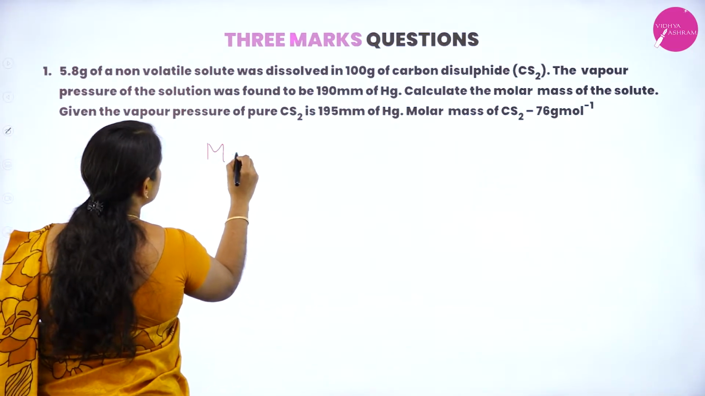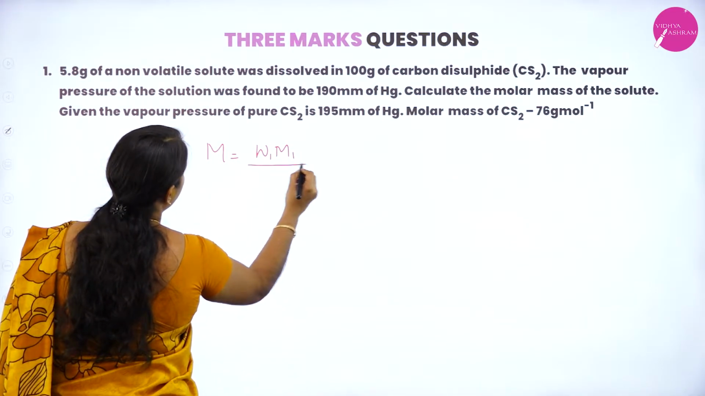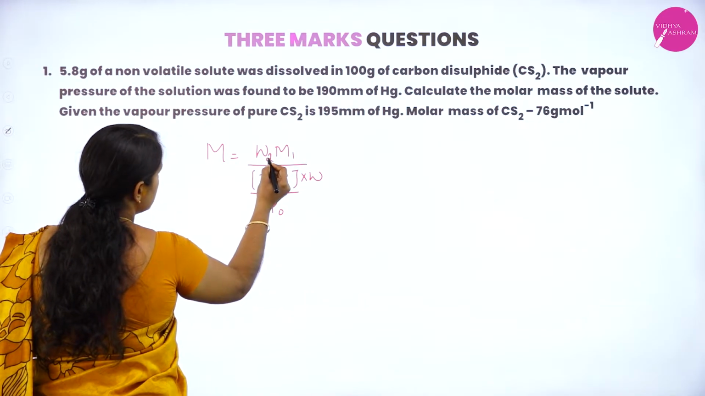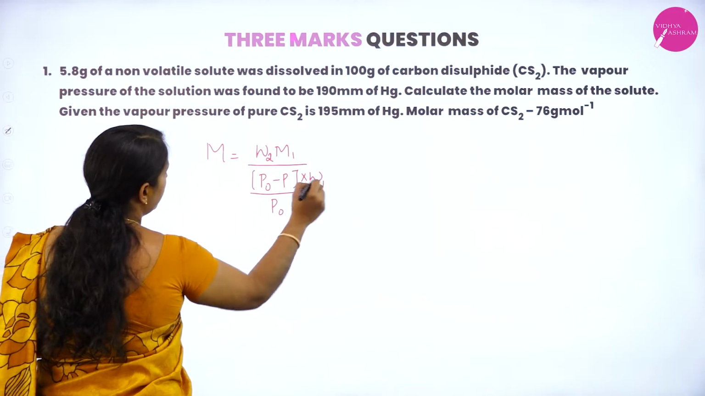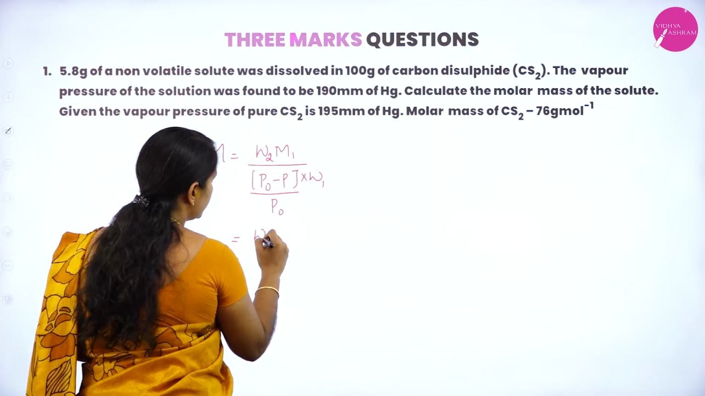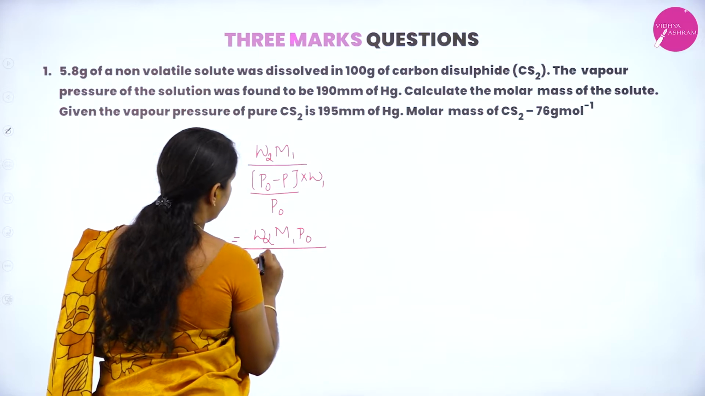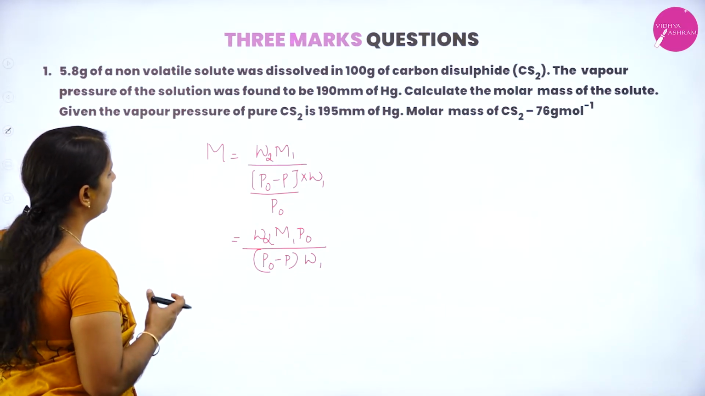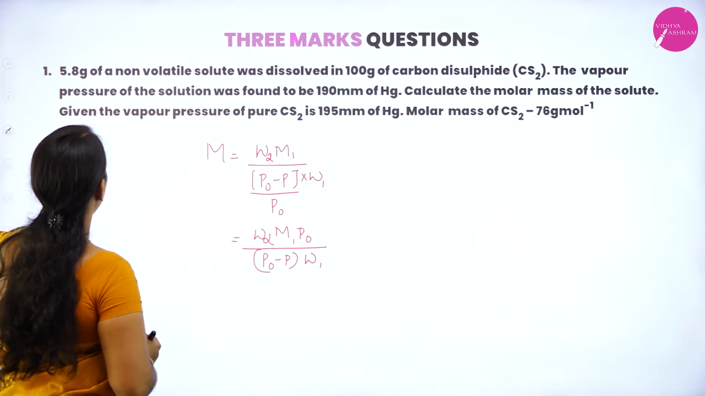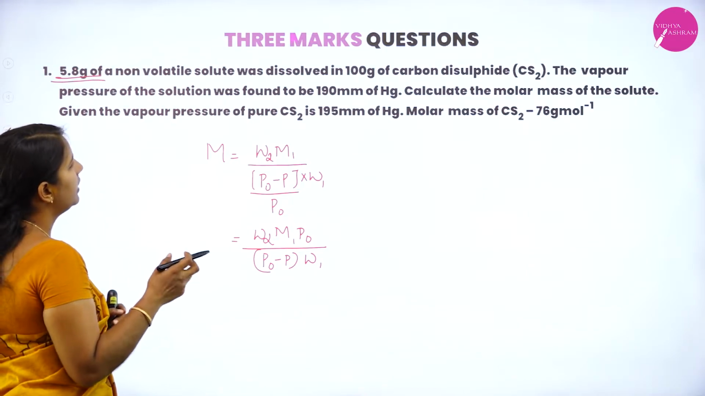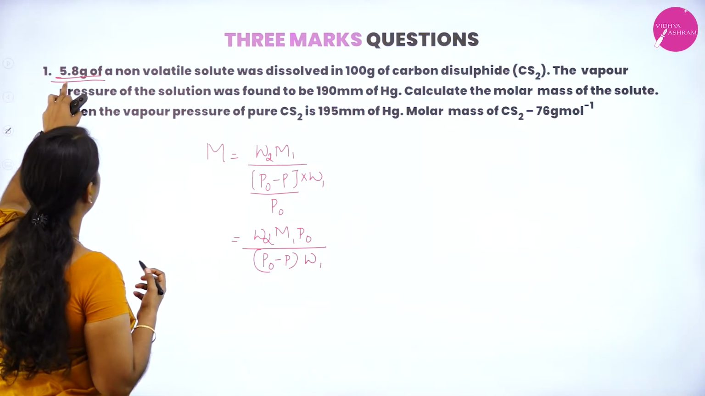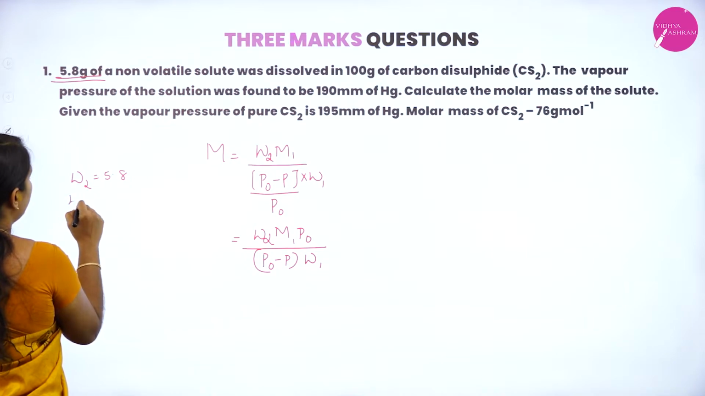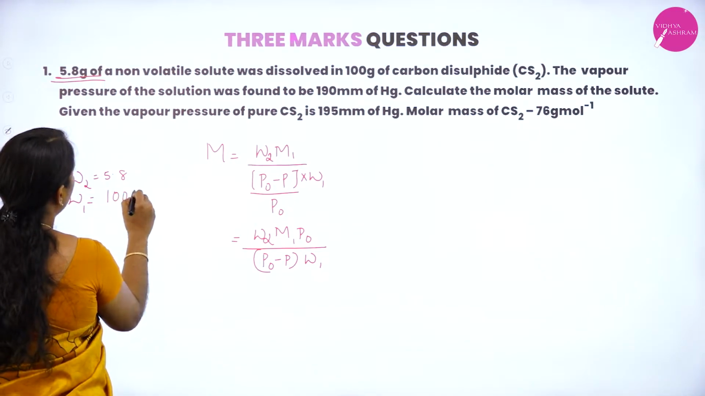So I'll write the formula: (P naught minus P) divided by P naught is equal to W2 into M1 divided by M2 into W1. If you rearrange this equation, you will get M2 is equal to W2 into M1 into P naught divided by (P naught minus P) into W1. Now, we'll place the values for W2, W1, P naught and P. They have given 5.8 grams of non-volatile solute dissolved in 100 grams of carbon disulfide. The lower value you can consider as W2 because it's the solute. So W2 is 5.8, dissolved in 100 grams, which is W1.